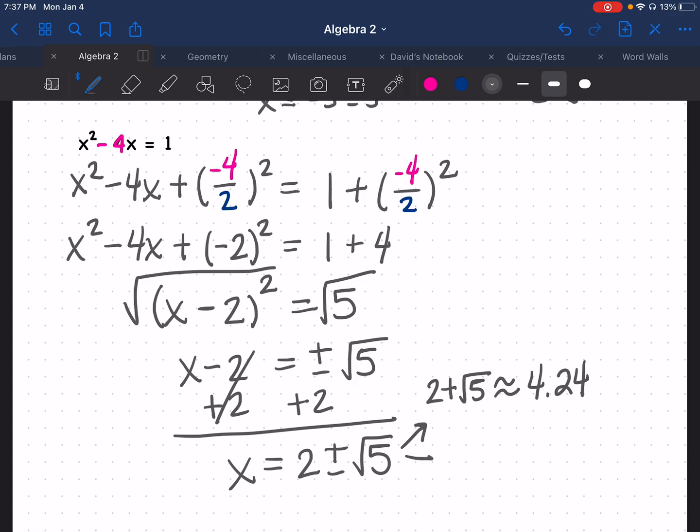4.24 when I round. And this one, 2 minus the square root of 5, this one is going to give me about negative 0.24 when I divide.